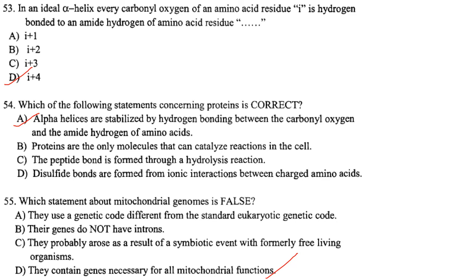Disulfide bonds are formed from ionic interaction between charged amino acids. So, disulfide bonds are covalent bonds derived from two thiol groups. So B, C, D are not correct.